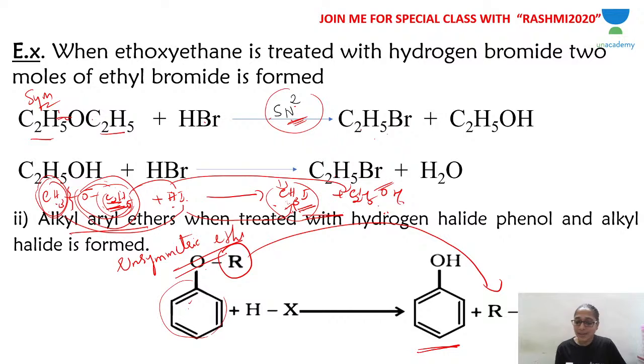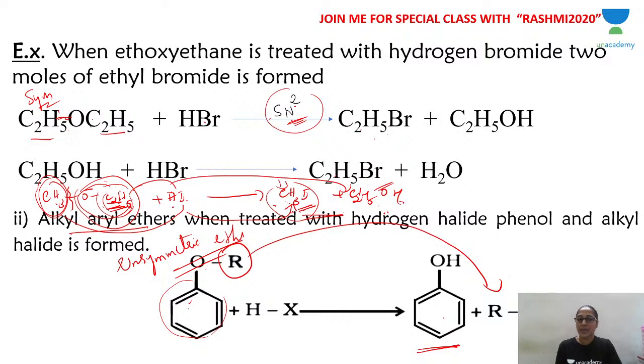Correct, no? Unsymmetric ether, so you will get only one step reaction. You will get two products, alcohol and alkyl halide. If a phenyl group is there, then you get phenol and alkyl halide. That is the product. I hope you understood. So I'm repeating once again.